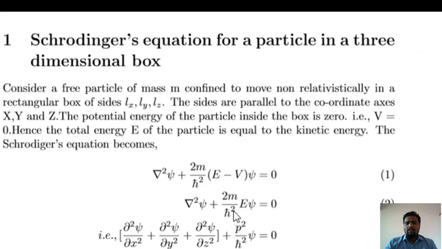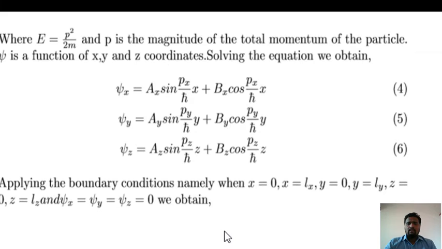Here I have written 2mE equal to p square. So that is the expression for momentum: p square is equal to 2m into E, where E is equal to p square by 2m, and p is the magnitude of the total momentum of the particle. Psi is a function of the x, y, and z coordinates.